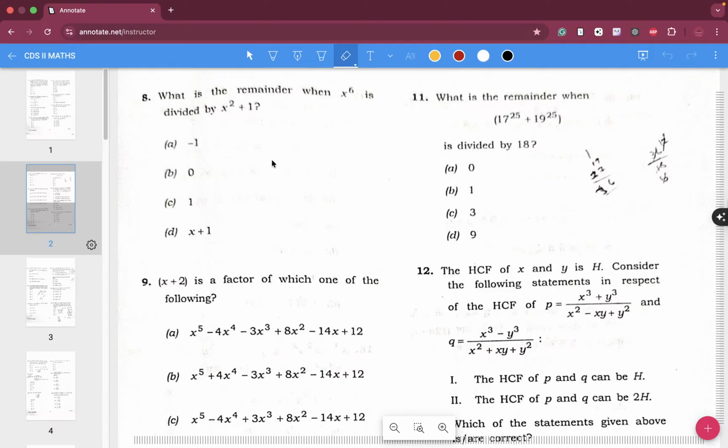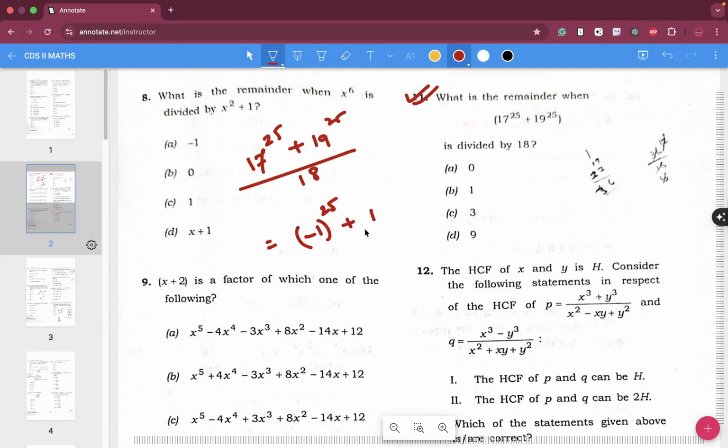Now this is a very simple question, question number 11 over here. 17 raised to the power 25 and 19 raised to the power 25, if it has to be divided by 18, simply you can write over here, if it is 17 and 18, the remainder is minus 1, so minus 1 raised to the power 25. Now if it is 19, which is 1 more than 18, you can simply write the remainder as 1 raised to the power 25.